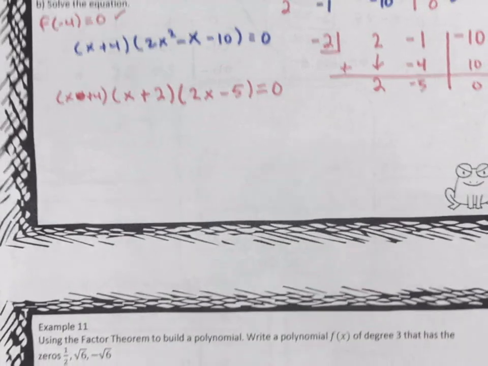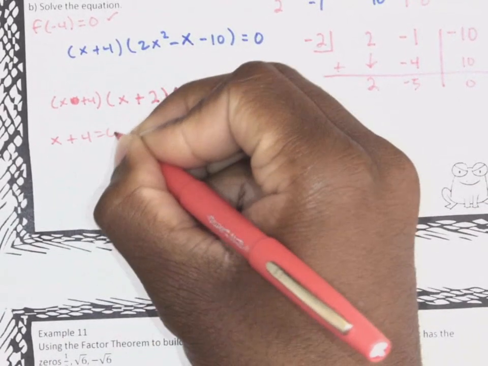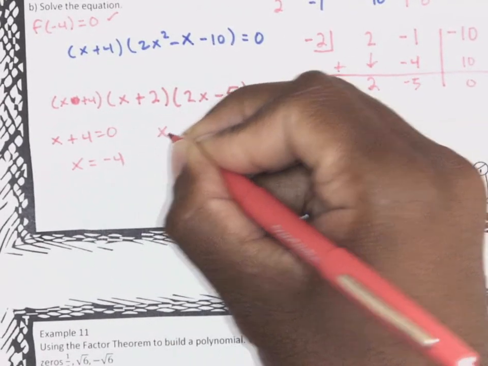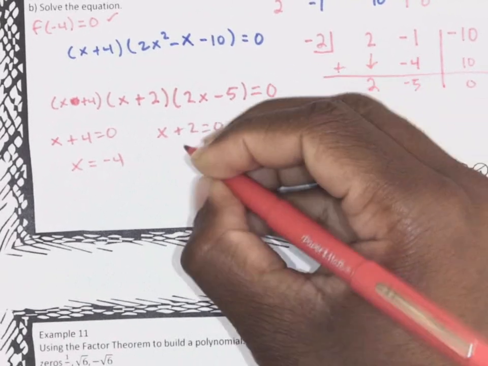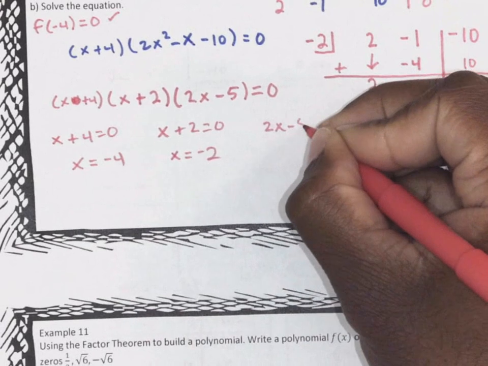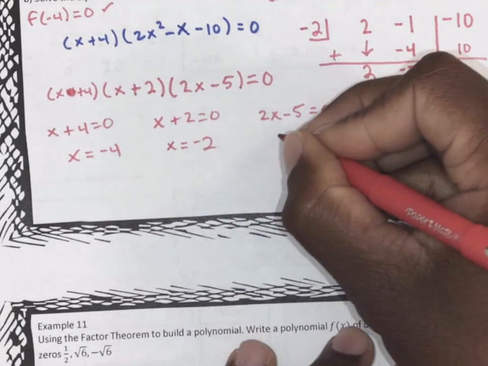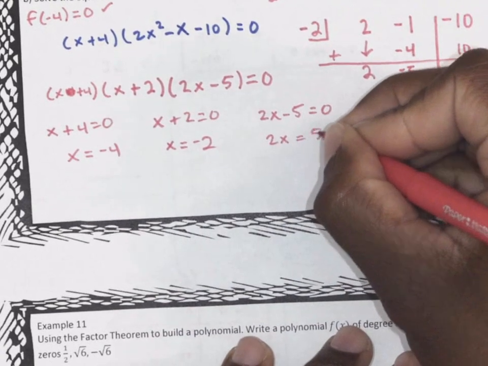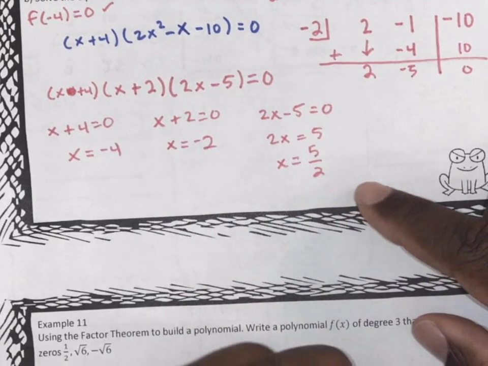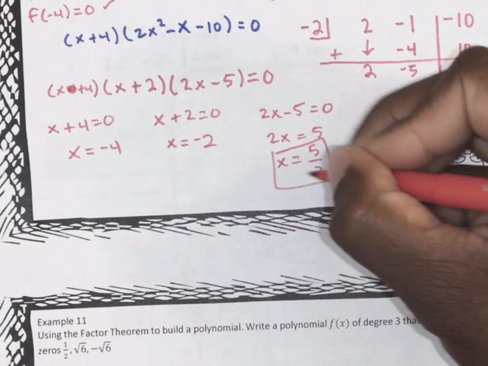All right, so now I set each factor equal to what? 0, and I solve. x plus 4 equals 0. x equals what? Negative 4. It's one answer. x plus 2 equals 0. x equals? Negative 2. Last one. 2x minus 5 equals 0. 2.5, yep. I add 5. Then I divide by 2. And this is one you won't see in the calculator because it's not a whole number. So we got 3 answers.